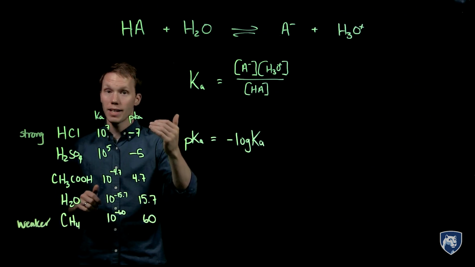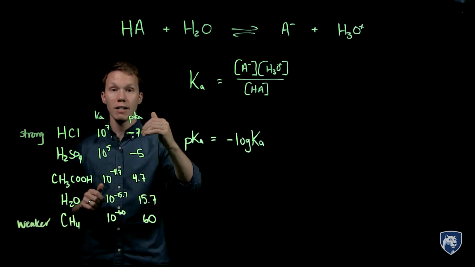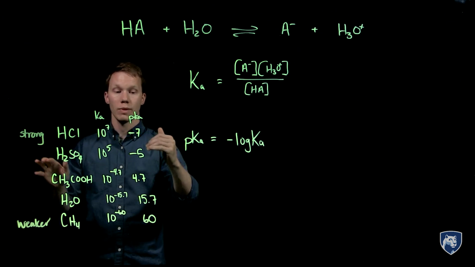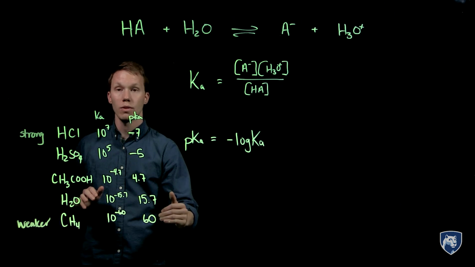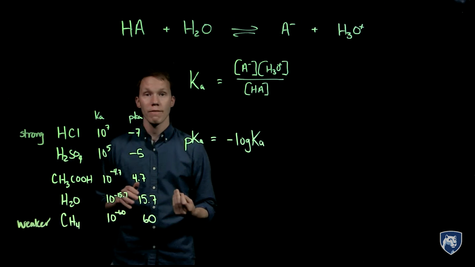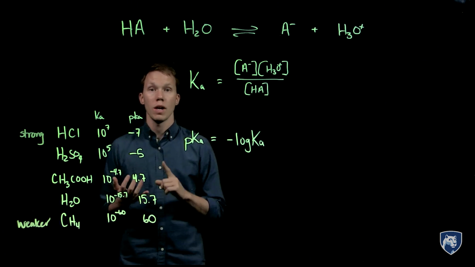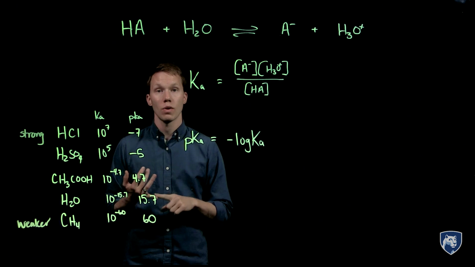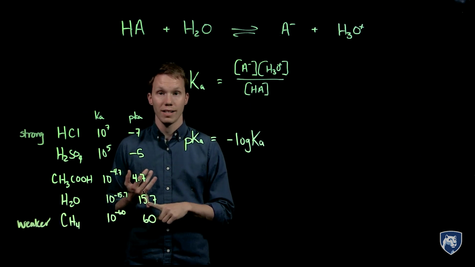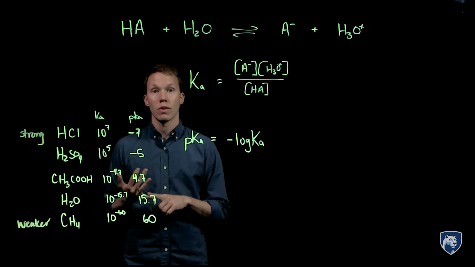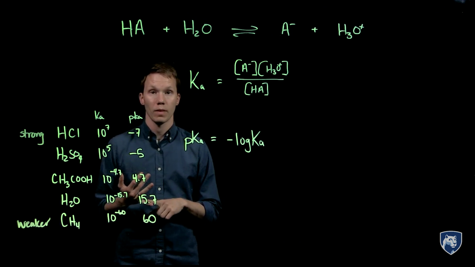Now, that's the opposite for pKa, right? A negative pKa, a very small pKa, indicates a strong acid, and as we get larger and larger, we get weaker and weaker, okay? So since we will be using pKa for the most part in this course, we want to make sure we understand that a low pKa or a negative pKa is going to mean a strong acid, and a very large pKa is going to mean a weak acid, okay?